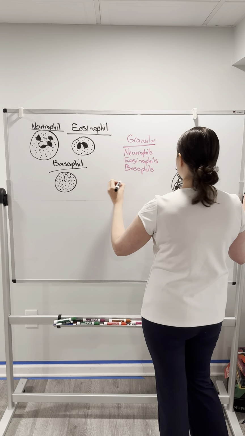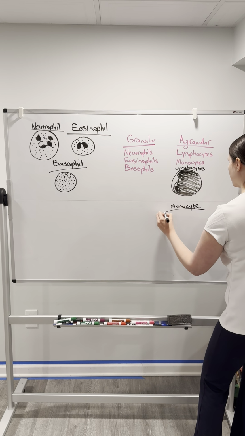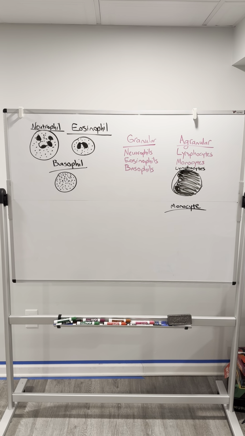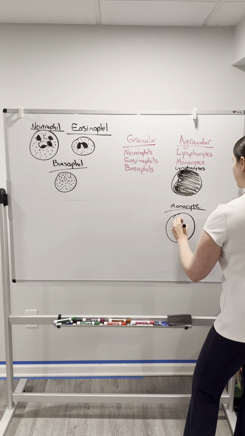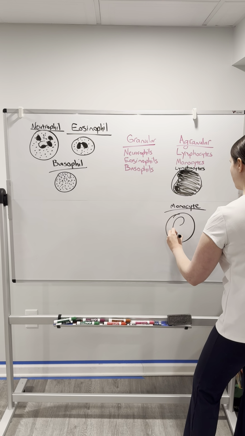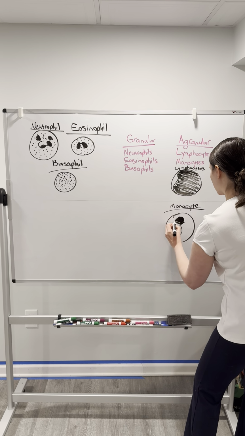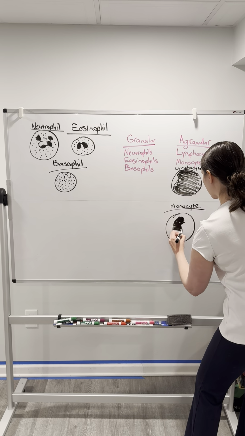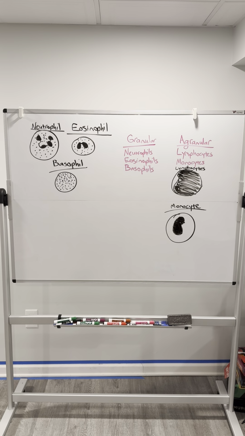And then monocytes, draw it down here. That's our other agranular leukocyte. And they have a nucleus that's kind of shaped like a kidney or like a bean. So something like that. And then it'll be stained darker within this bean area. Okay? So those are what all of our white blood cells look like under the microscope.